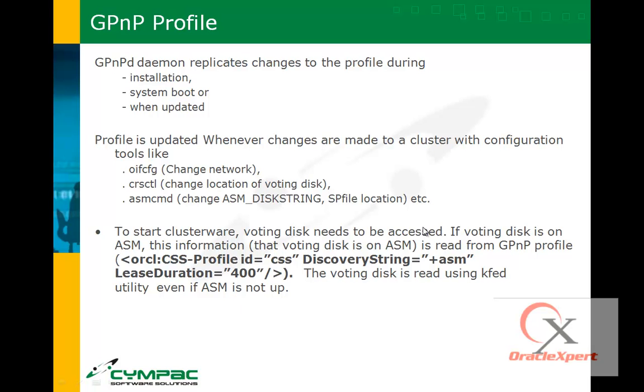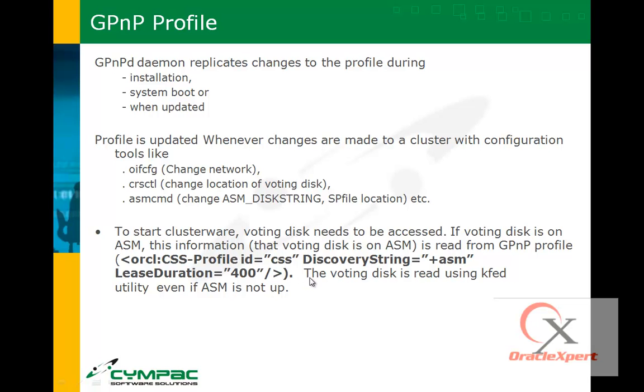To start the clusterware, the voting disk needs to be accessed. If the voting disk is on ASM, the information that the voting disk is on ASM is read from the Grid Plug and Play profile. The syntax that I highlighted, CSS-profile equal to CSS, discovery string equal to plus ASM, tells your Oracle clusterware OHASD that my voting disk itself is on ASM. Okay, that was one part of it.